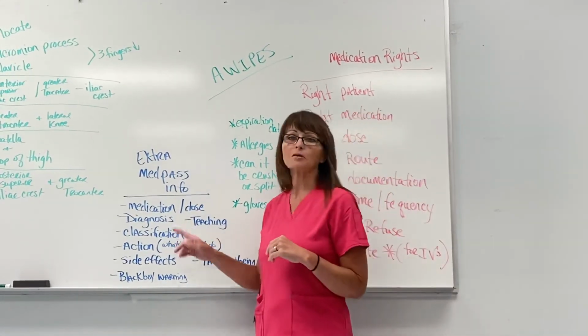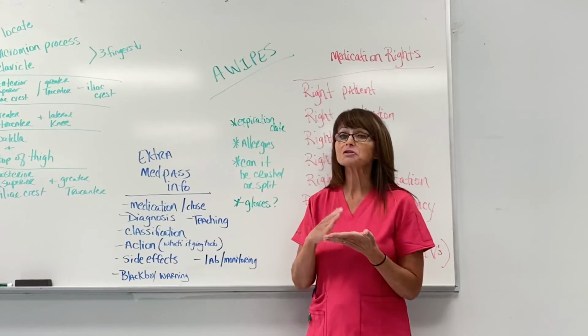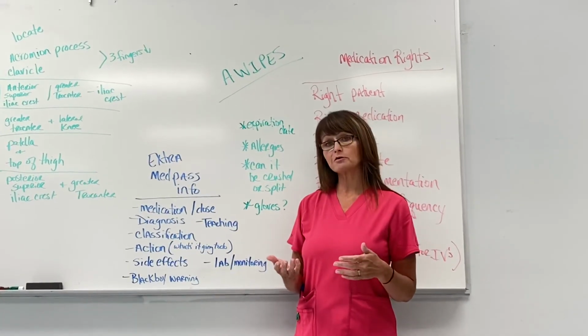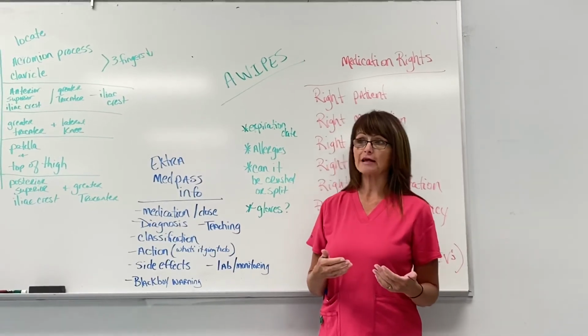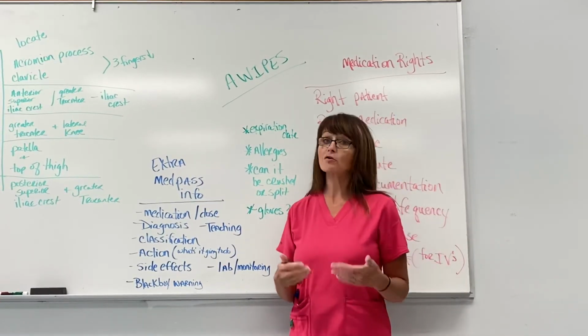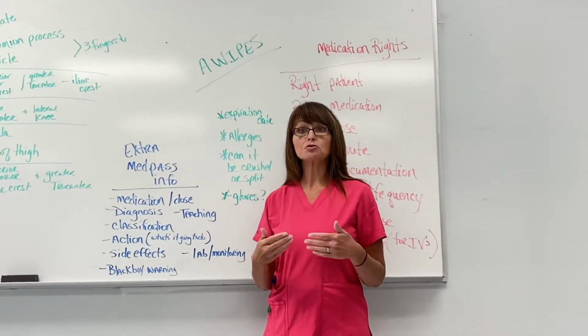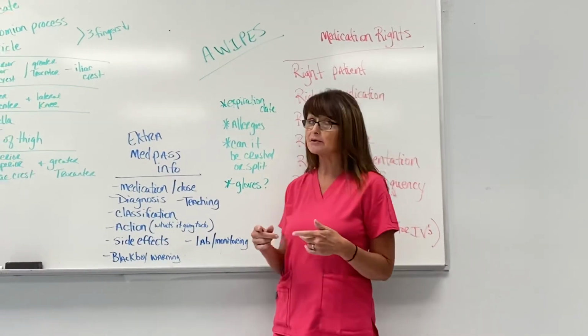You also need to know a diagnosis. Why is your patient taking that medicine? For example, Coumadin, which is a blood thinner. The other name is warfarin, which is your generic name. Some patients may take that for a blood clot in their leg. Some people may take it for atrial fibrillation. So you need to know, why is your patient taking that drug?